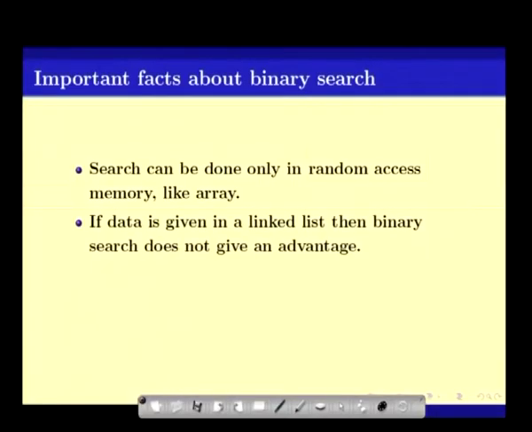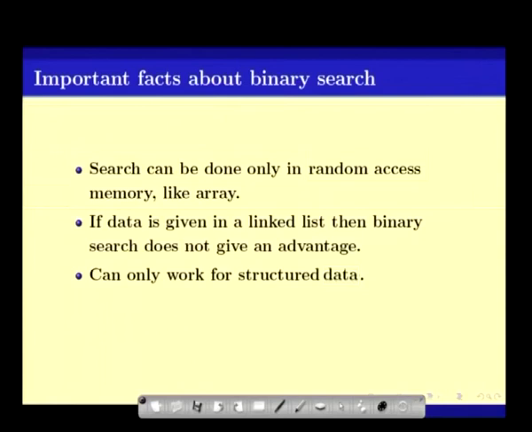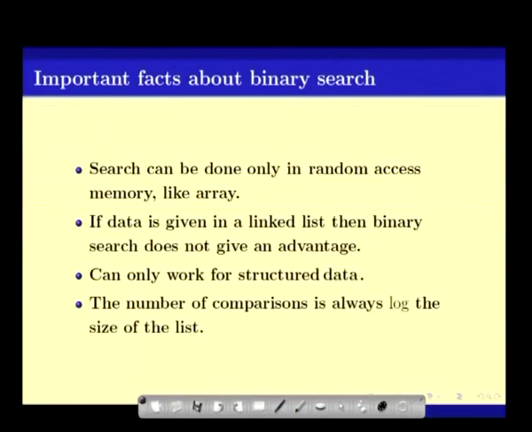If it is given in some other form, for example, a linked list, where random access cannot be done, then binary search does not give an advantage at all. In fact, if you do the calculations, it will come out that binary search is worse than exhaustive search. It can only work on structured data. So, we have here exhaustive search, which can work on anything, whereas binary search can work only for structured data.